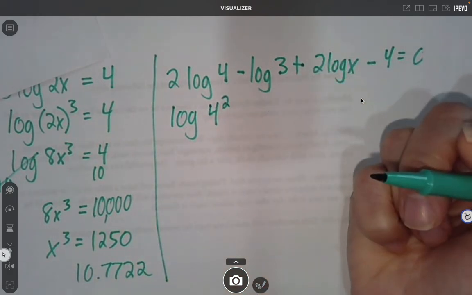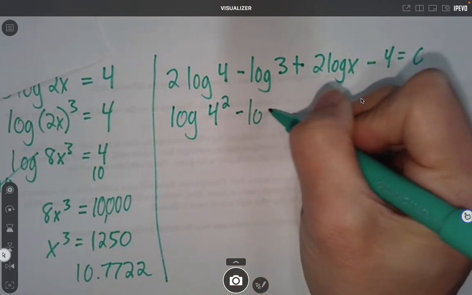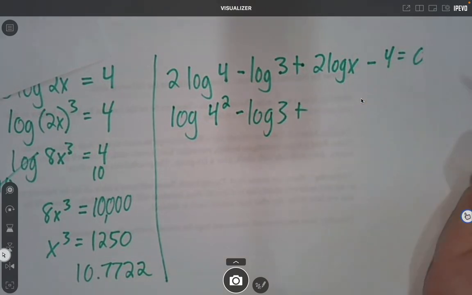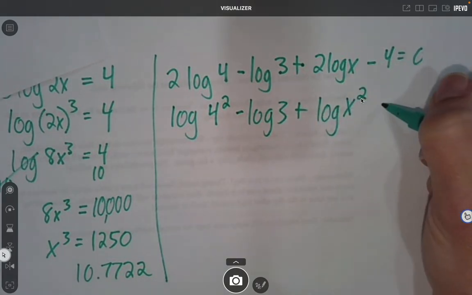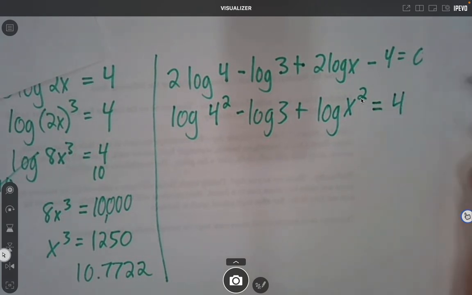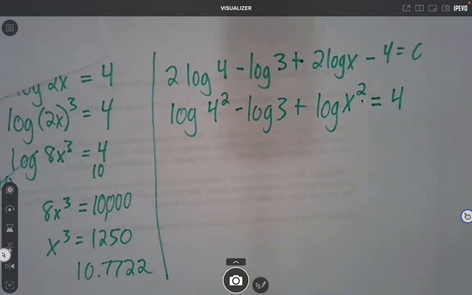Is everybody good with that? This one doesn't have an exponent. Does this one have an exponent? Yes. Log of x squared. Since that's just a number, it needs to go over here. Are we okay with that? So anything in front of the log has to go as an exponent. Yes, we're trying to get down to 1 log.